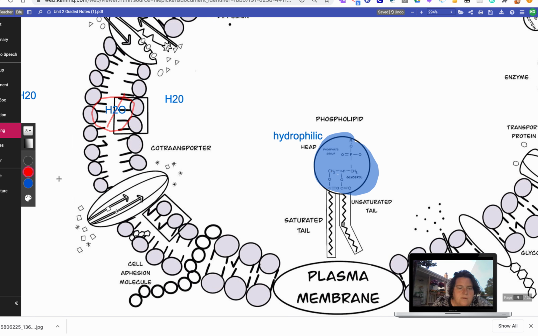It was light and then all of a sudden it just got dark. So these tails are going to be hydrophobic.